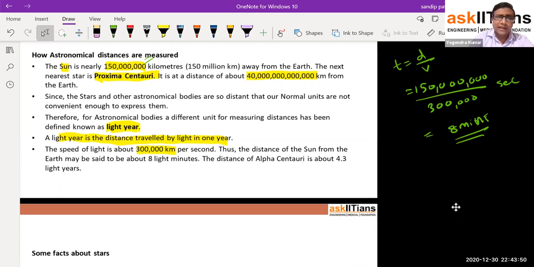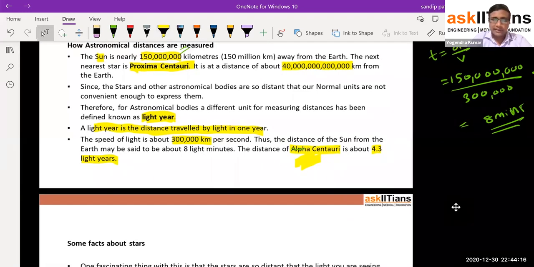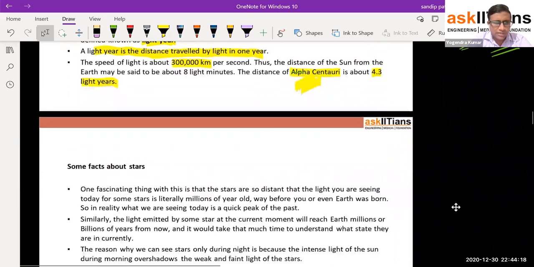Okay. Similarly, the second star which is closest to us, we said it is Alpha Centauri, right? Now, light starting from that will reach us after 4.3 years, right? So remember this one. Consider if this light started traveling from Alpha Centauri right now, it is going to take 4.3 years to reach us. So it's a very, very long distance.